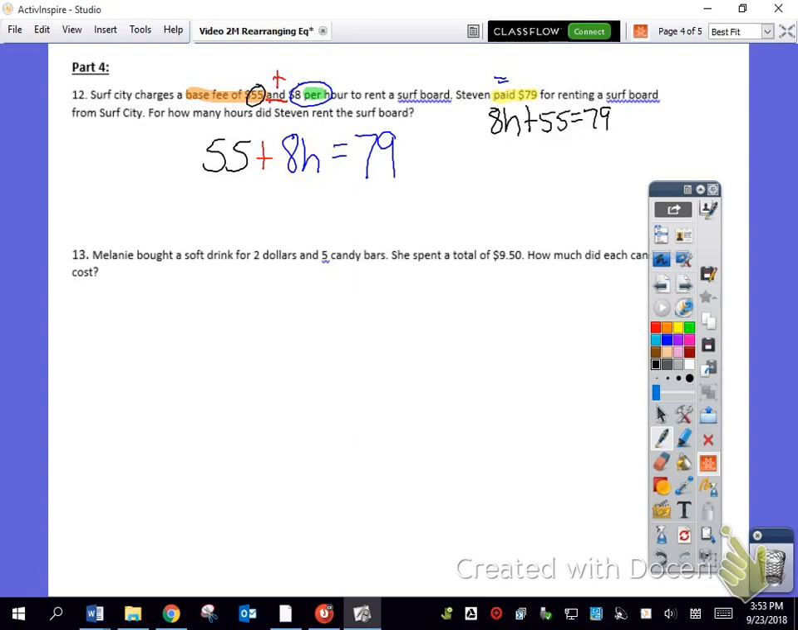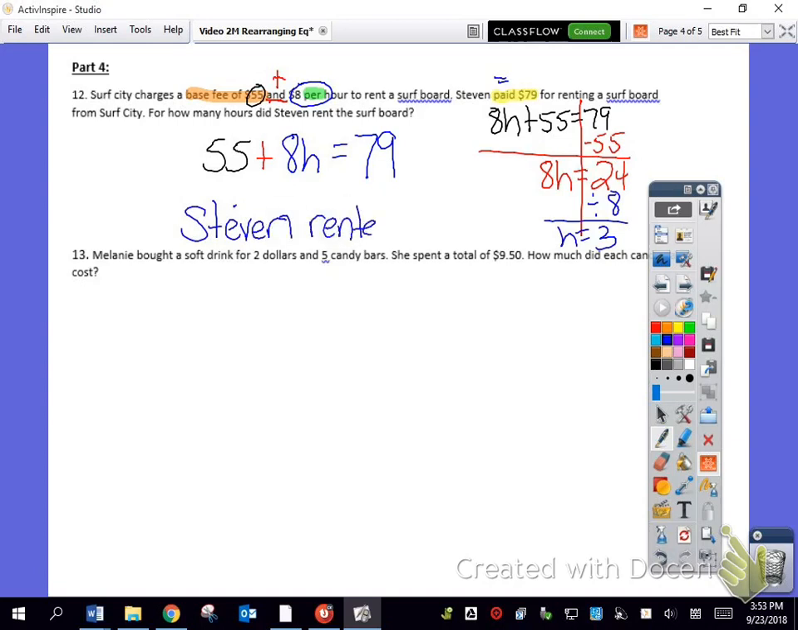And some of you are good from solving it from the original, but if you need to rewrite that, it is okay. The opposite of adding 55 is to subtract 55. And so you get 24. And then opposite of multiplying by 8 is to divide by 8. So H equals 3. So how many hours? So Stephen rented the surfboard for 3 hours.